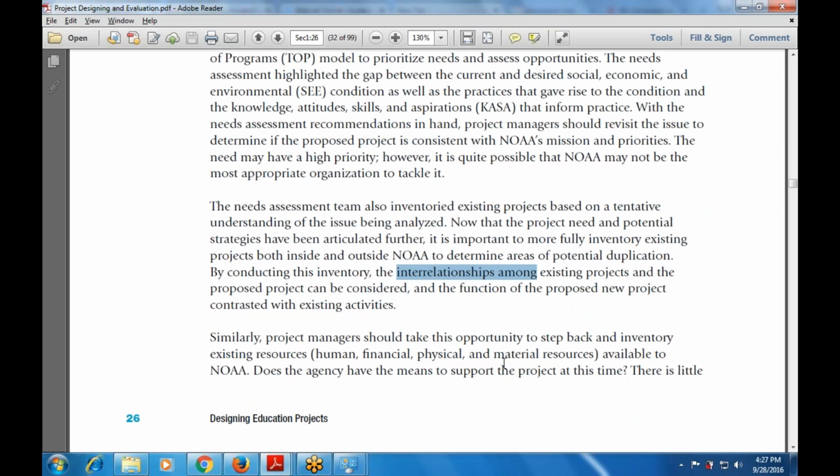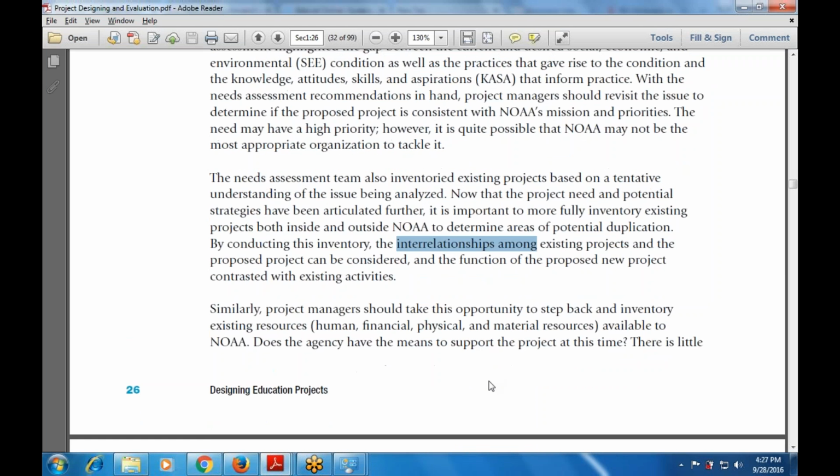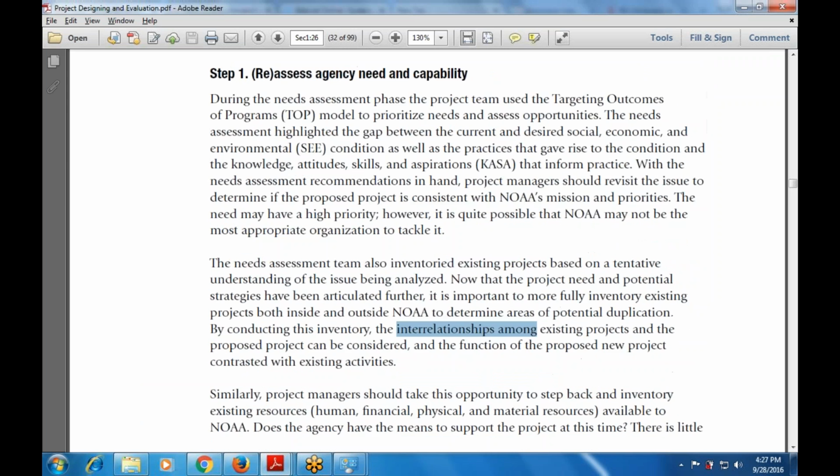Whatever the opportunity that is used, step back and inventory existing resources, whether human, financial, physical, or material resources. There is little to gain from entering the extensive project design process only to determine that funding and personnel are insufficient to support this activity. So we have to assess first of all the need and the capabilities that are used in the designing phase.